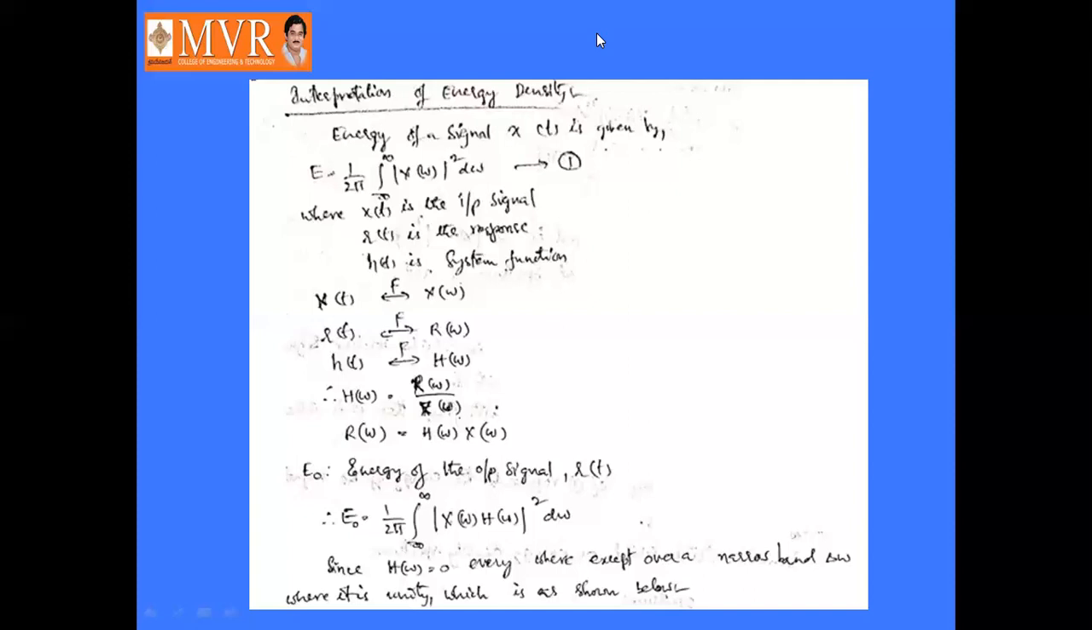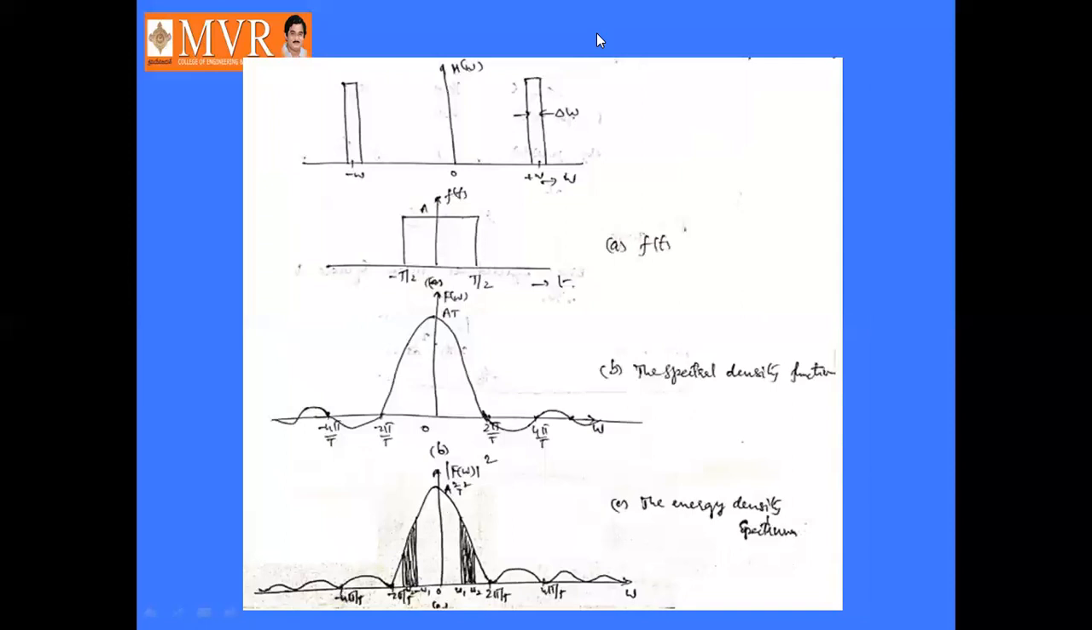Since H(ω) is 0 everywhere except for a narrow band Δω where it is unity, as shown below, this is the H(ω) function. It's a spectral density function, meaning it's a frequency spectrum, and the energy density spectrum is like this. This was already discussed in our earlier unit.